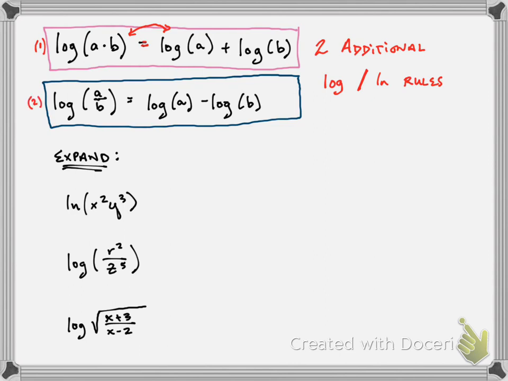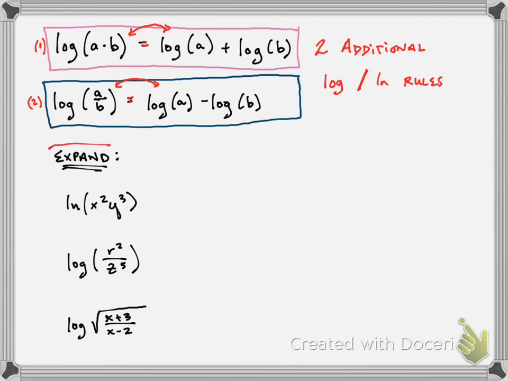The second rule is that the log of a quotient, a divided by b, equates to the log of a subtract the log of b. In other words, the difference of those two logarithms. So I could also contract the log of a, take away the log of b, into a single logarithm, the log of a over b.